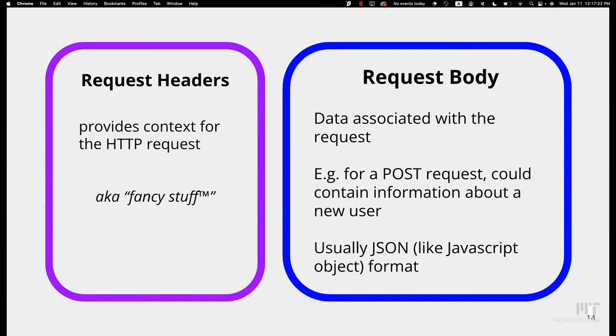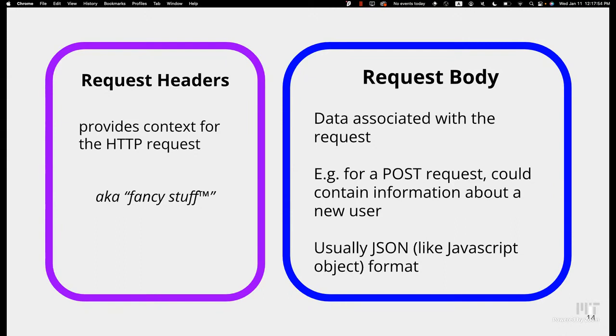So the request also has headers and body. The headers are used to provide context for the HTTP request. And in last year's lecture, they called it the fancy stuff. And I think that's a pretty good description of what's going on. And the body is the data associated with the request. So for example, if you were making a POST request, trying to add a new user to a server, then you'd probably have information about that user, like their name or their phone number or something like that.